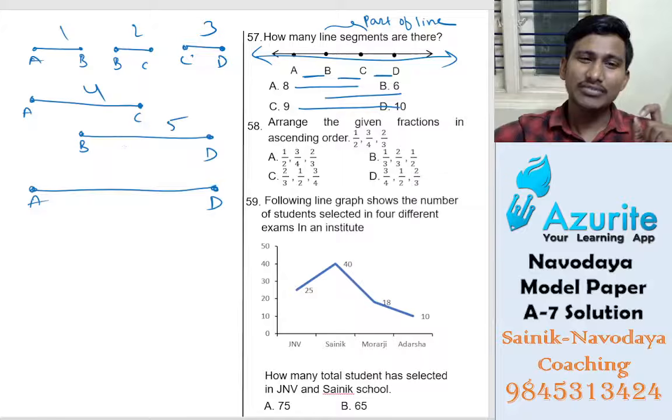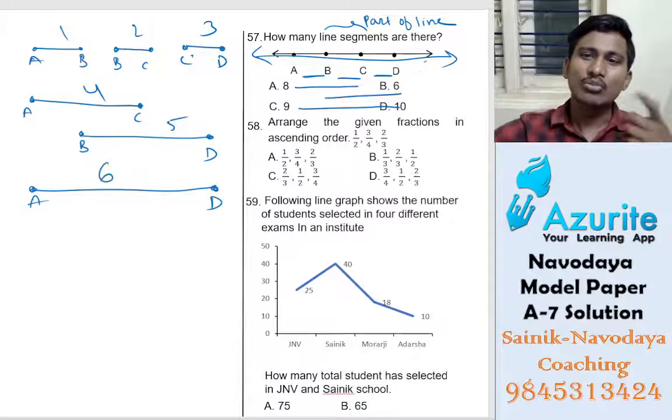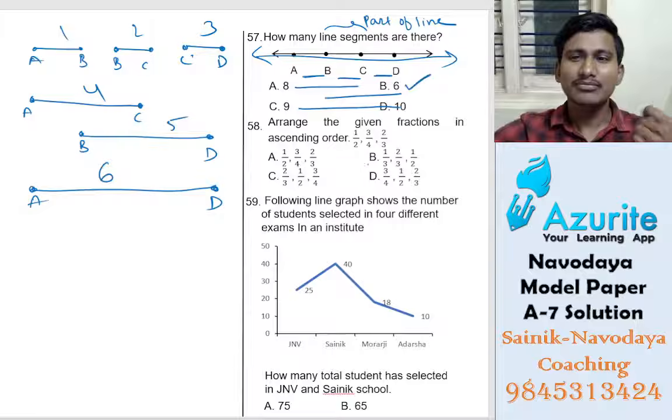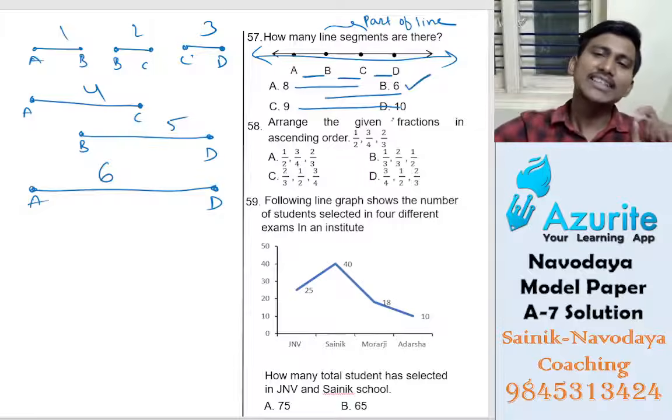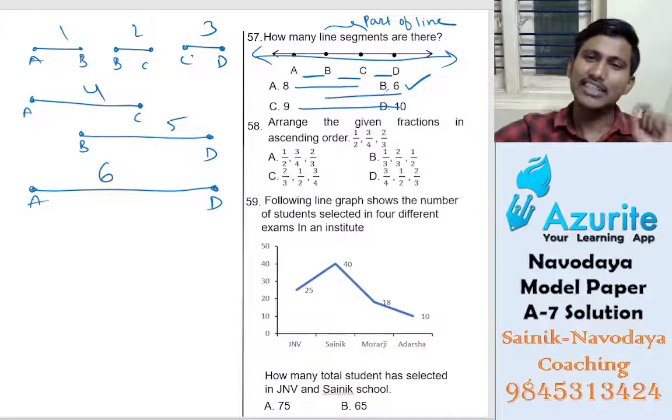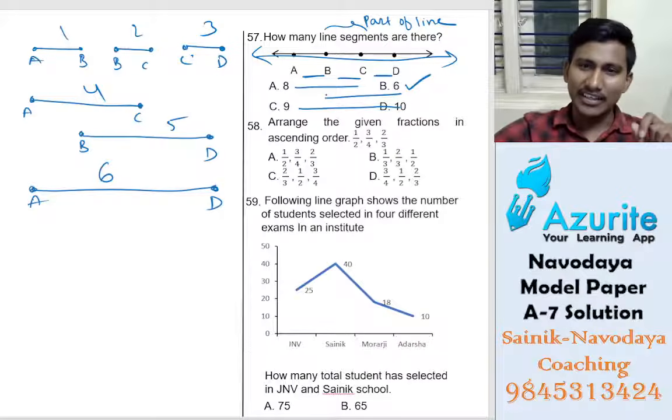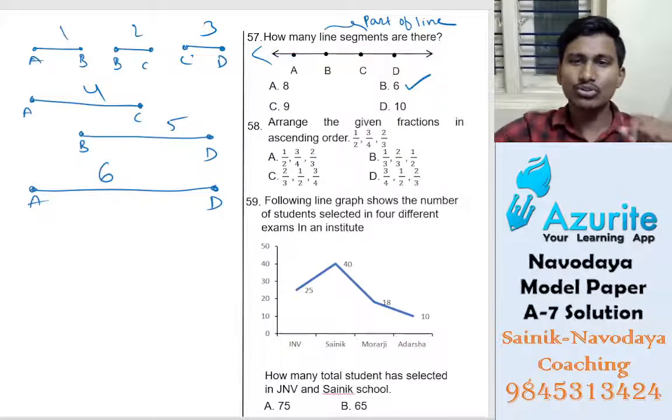That is fifth one, then sixth one. So how many total parts can we make? That is, the line segments are there. That is 6 line segments. That is option B here. Understood? How to do? We have to check how many parts, that is the fixed length, are there.